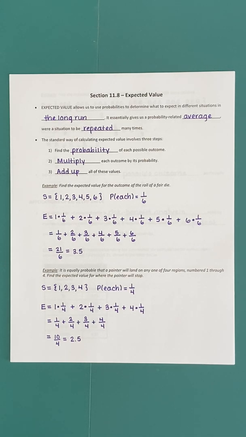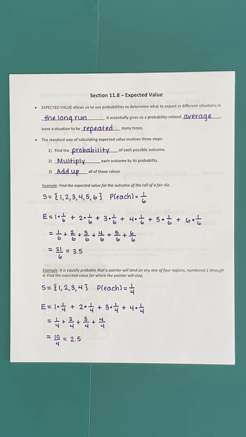So for example, let's start with a simple one. Find the expected value for the outcome of the roll of a fair die. Our experiment is taking a single die and rolling it. So we need to start there. That's the action we're taking. That's the experiment at hand. First thing we need to know is what are the different outcomes. What does the sample space look like? Well, if we're rolling a fair die, we know there's 6 different outcomes. We could roll anything from a 1 to a 6.